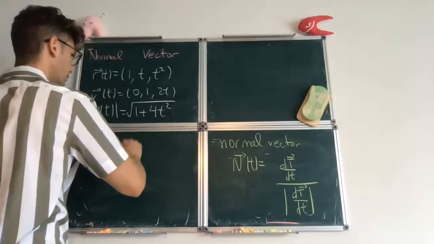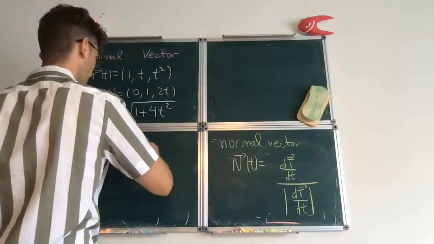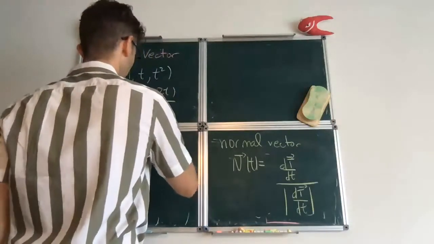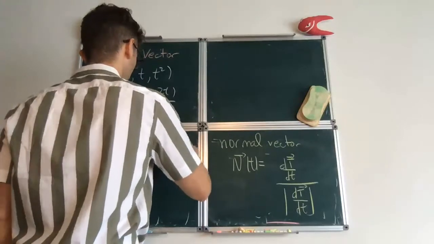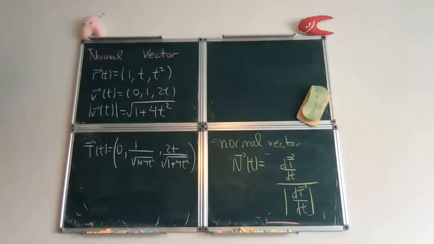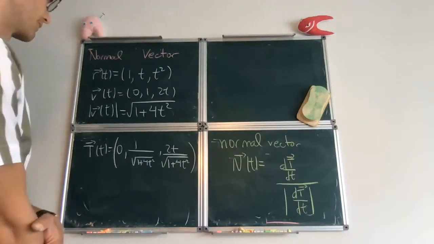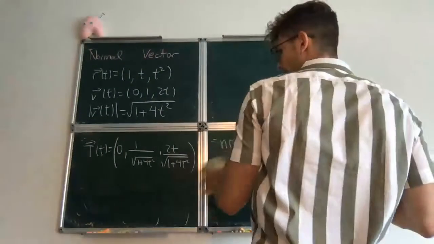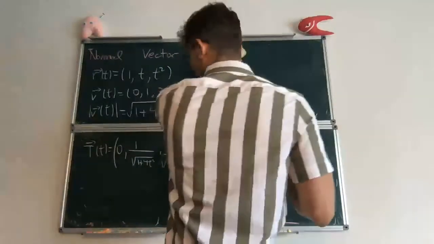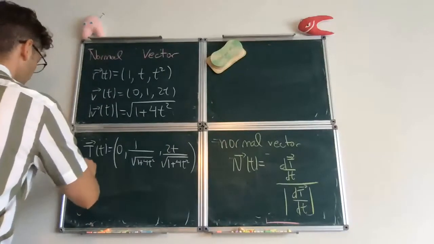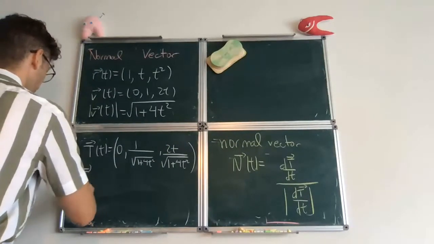That gives you 0, 1 over root of 1 plus 4t squared, 2t over root of 1 plus 4t squared. And then for the normal vector, we need the derivative of this tangent vector. Now, you could move this to the numerator. It's an option, but you could also apply the quotient rule, whatever you prefer.